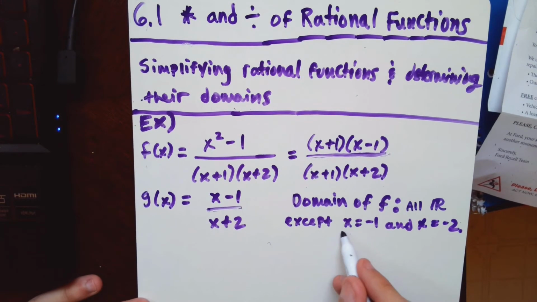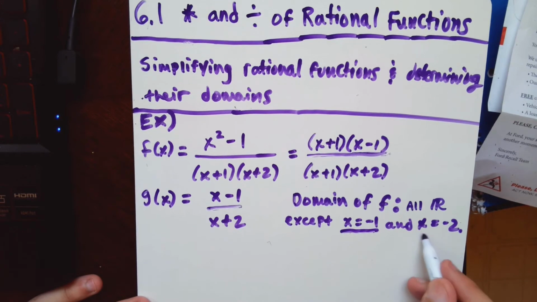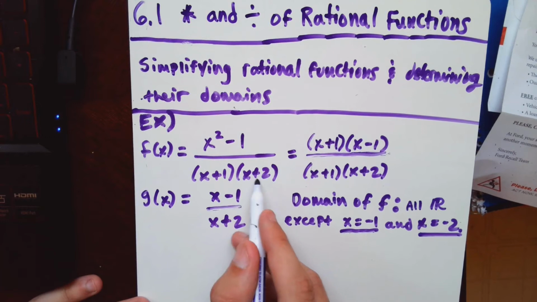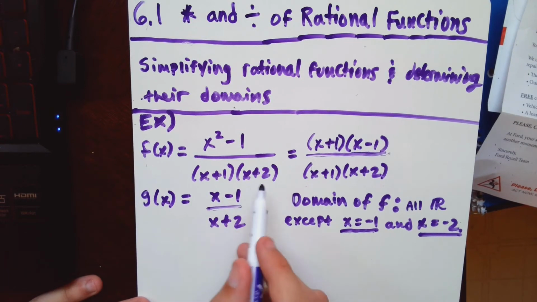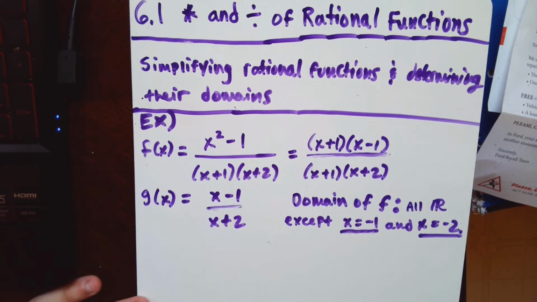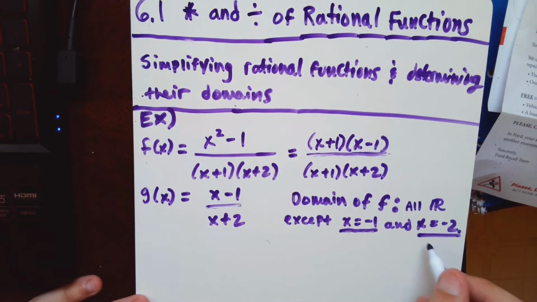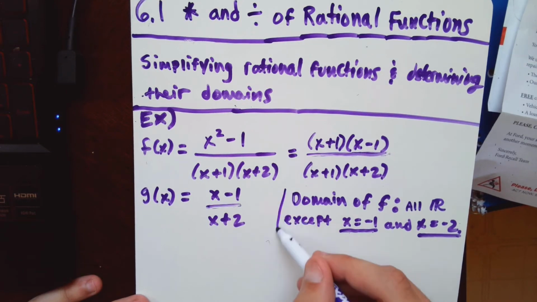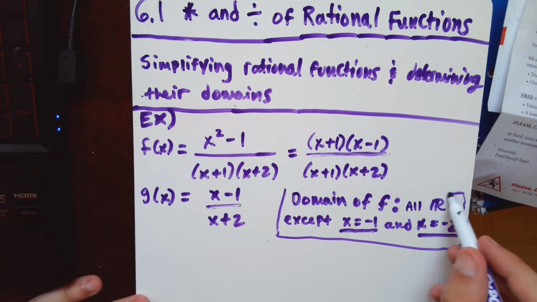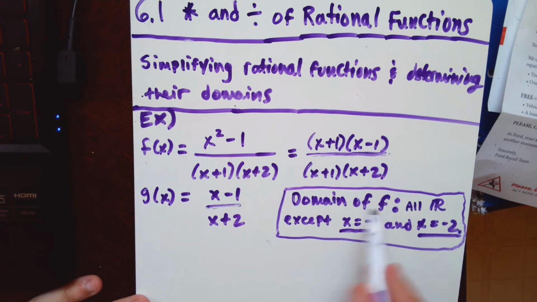And that's because if we plugged in either -1 or -2, we would have 0 times something. So either way, we would end up with a 0 in the denominator. And remember, you cannot divide by 0. That's a fact of math because it's not well defined. So anyway, to summarize, the domain of f here is all real numbers except -1 and -2. So that's the domain of f.